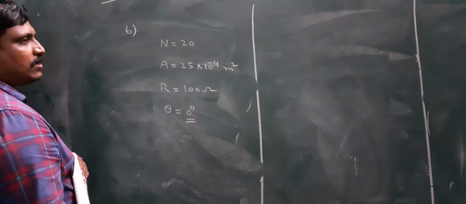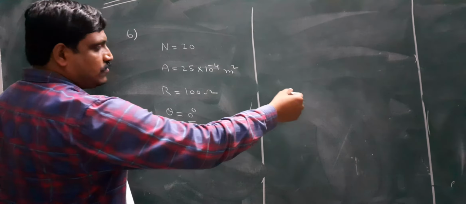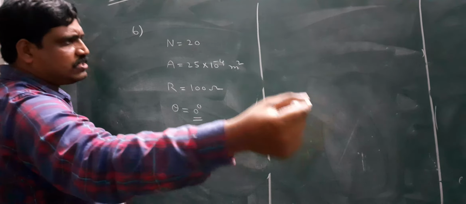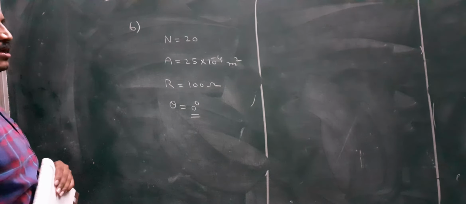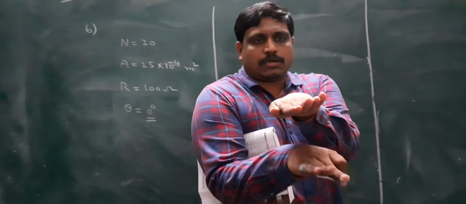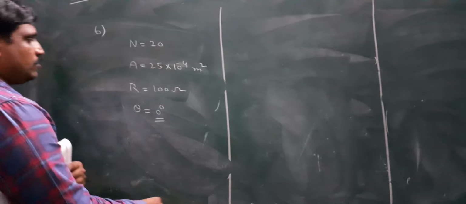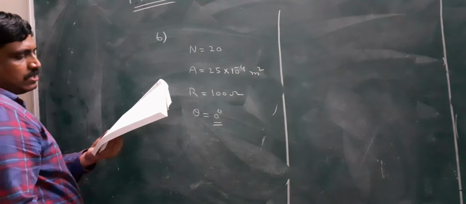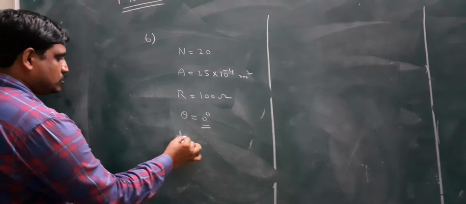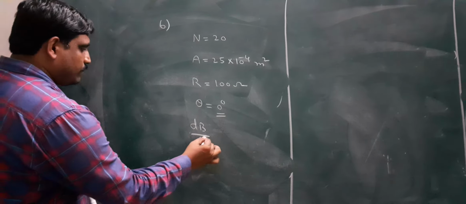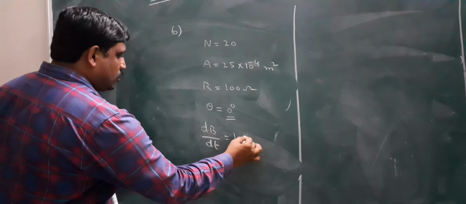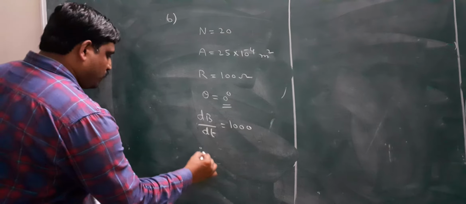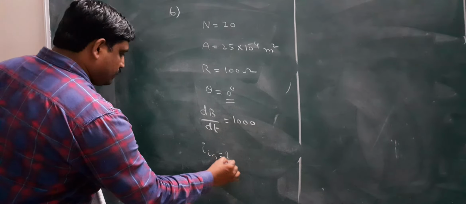What is the theta value? 0. B is given. The area is not given, but the area direction is always perpendicular to the given surface. Here B and A both are parallel, so theta becomes 0. In this situation, the question gives dB by dt as 1000. dB by dt is given as 1000. In this situation, find the induced current.